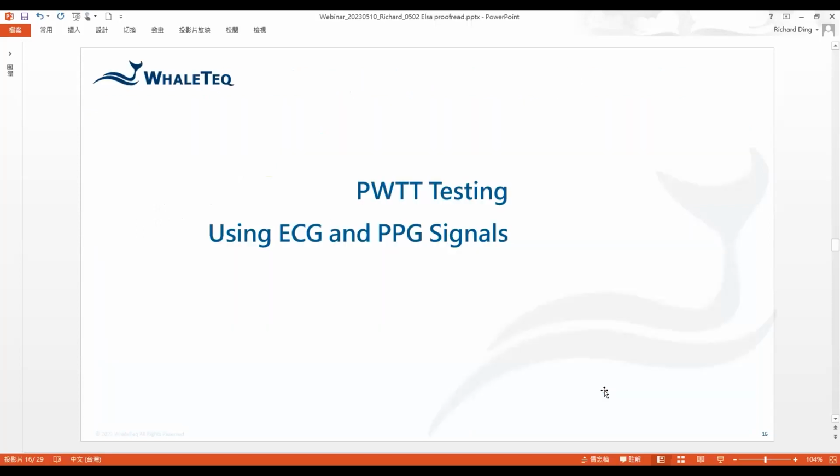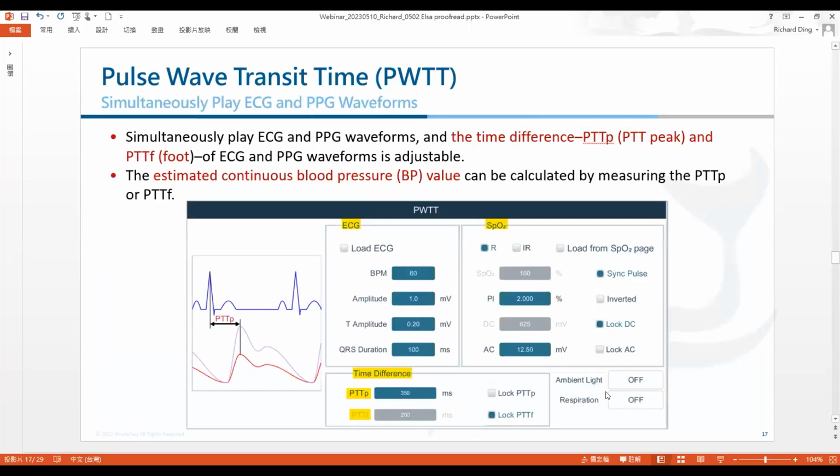Okay, the third is the PWTT. In fact, PWTT testing is possible because the simulator can simulate the ECG signal and the PPG signal in the same machine. So we can adjust the delay between the ECG peak and the PPG peak or PPG foot. If we measure the PPG peak, that means PTTP. PTTP is the PTT peak.